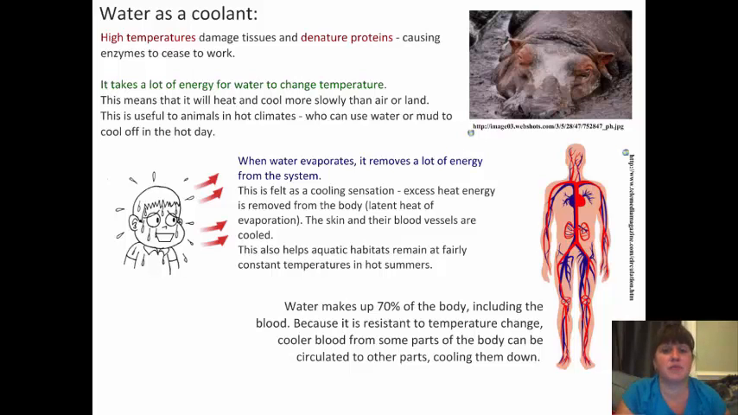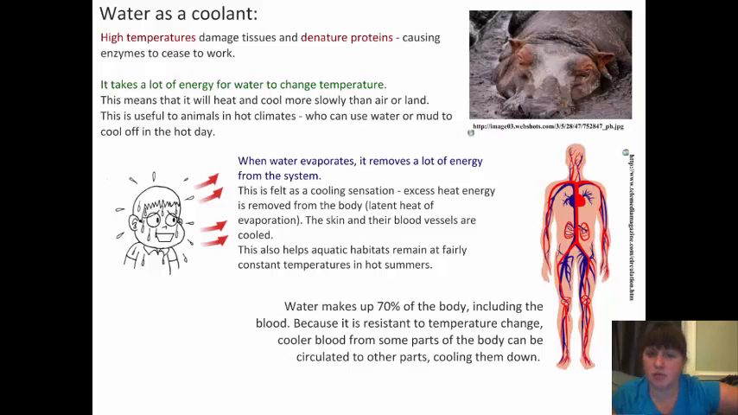Well, when it evaporates, it removes a lot of energy from the system. This is felt as a cooling sensation because excess heat energy is removed from the body. This is the latent heat of evaporation. The skin and the blood vessels are cooled. This also helps aquatic animals remain at a fairly constant temperature on hot summers.